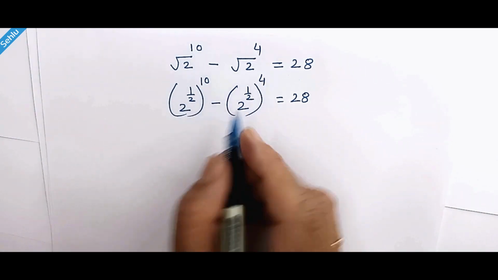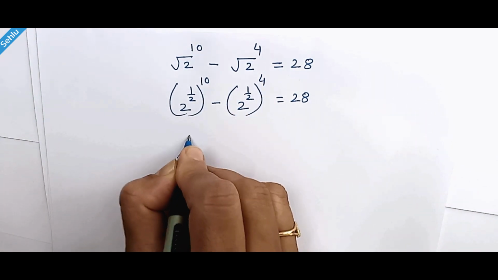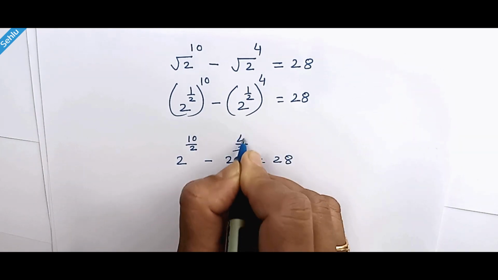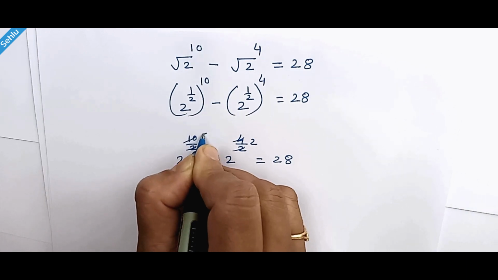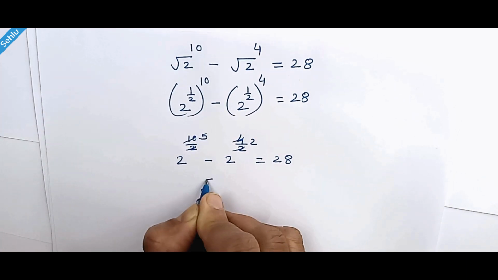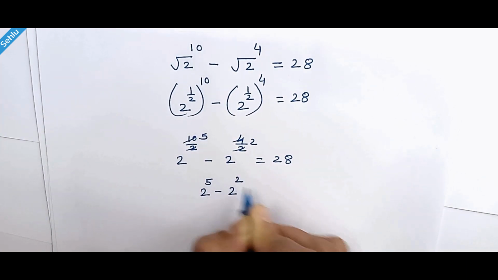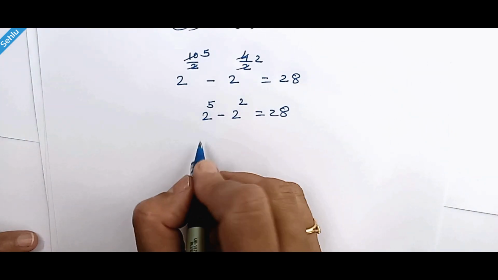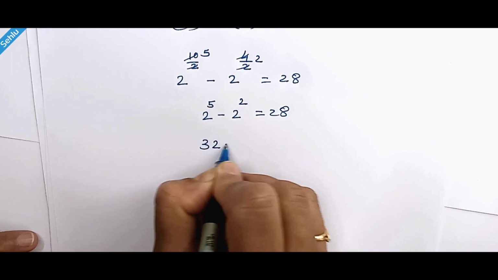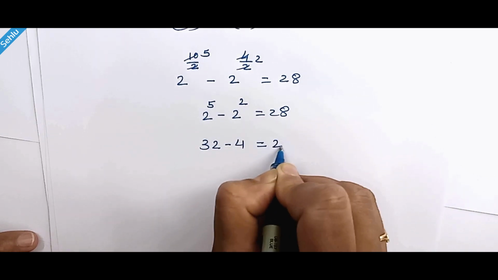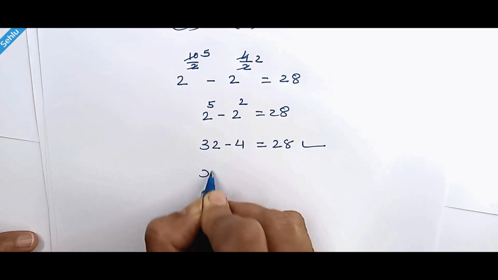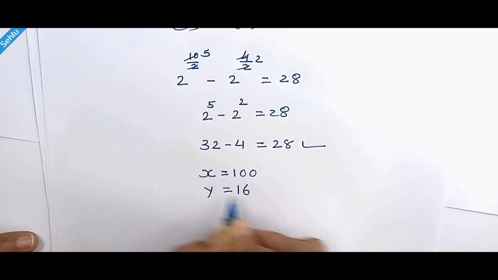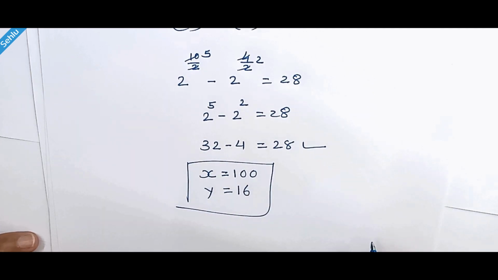We can multiply this 2 and this 2. So here we have 2 raised to 5 minus 2 square is equal to 28. 2 raised to 5 is 32, minus 4 is equal to 28. So x is equal to 100 and y is equal to 16 are the correct answer.